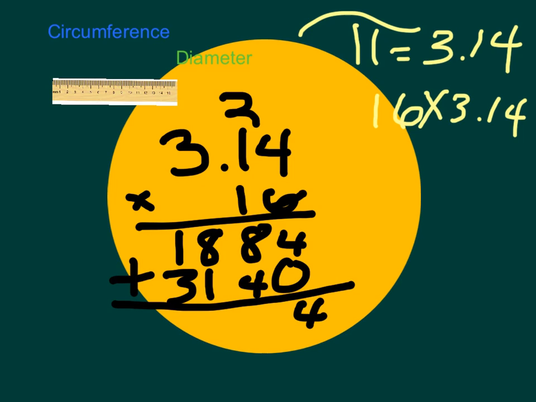4 plus 0 is 4. 8 plus 4 is 12. Carry the 1. 1 plus 8 plus 1 is 10. Carry the 1. And 1 plus 1 plus 3 is 5. I notice that there are 2 digits behind the decimal point, so that means I'm going to have to put 2 digits behind the decimal point. Therefore, the circumference of this circle is equal to 50.24, and because I measured in centimeters, let's label that centimeters.